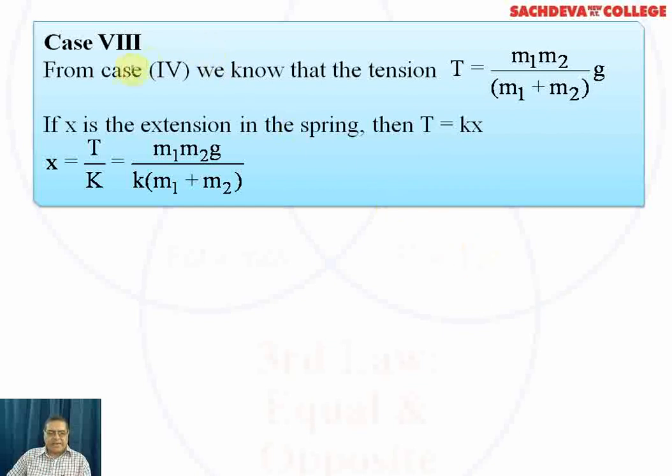Now case 8. From case 6, we know that tension is M1 M2 over M1 plus M2 into g. If x is the extension in the spring, extension means increase, then T is equal to kx and x is equal to T by k. So we compute the value of T from the above equation, that is M1 M2 over M1 plus M2 into g, and then divided by k.